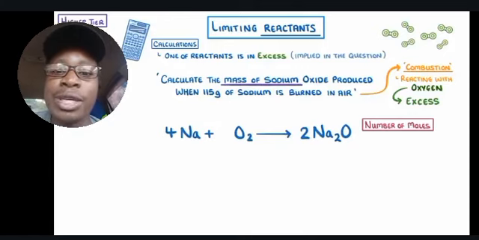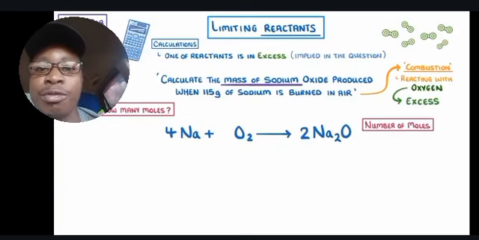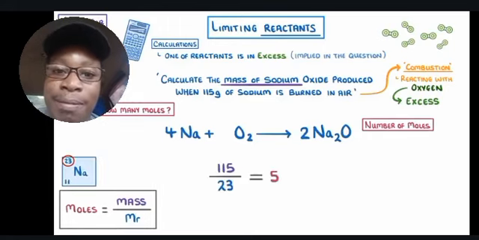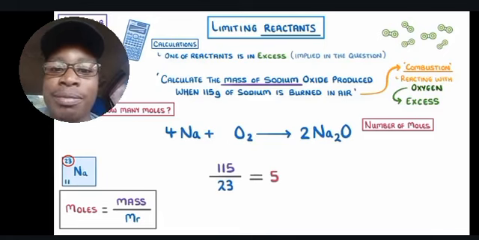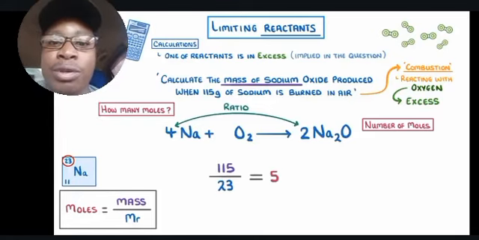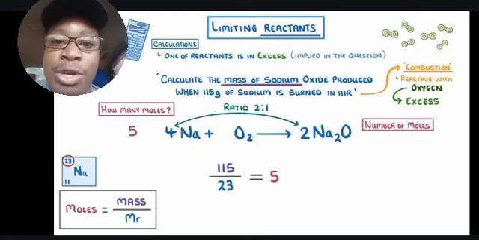So you want to know the number of moles that you start off with for the sodium. If we do the calculation, we know that the number of moles is equal to mass over Mr. Our sodium has a mass of 23, and the sodium that we begin with is 115. So that means we start off with 5 moles of sodium. If you look at the ratio of the sodium to the sodium oxide produced, there is a ratio of 4:2, which can be simplified to 2:1. So every time we have 2 moles of sodium, we produce 1 mole of sodium oxide, meaning we produce half. So when we have 5 moles of sodium, we're going to produce 2.5 moles of sodium oxide, because that is half of 5.